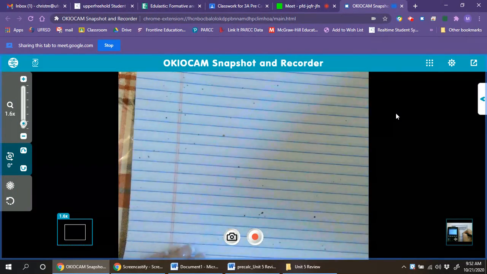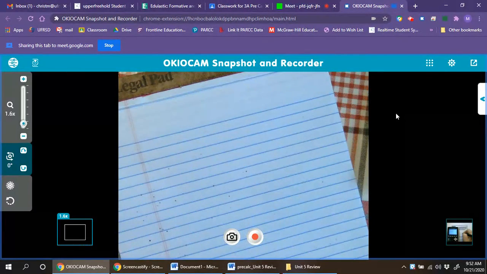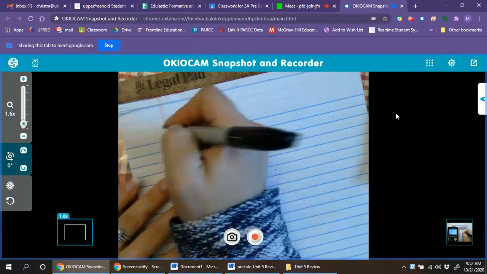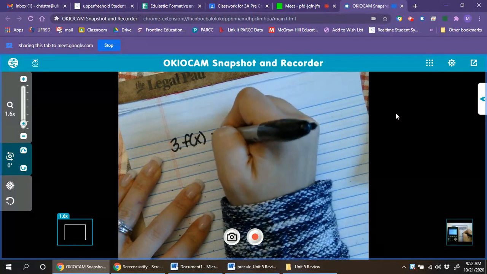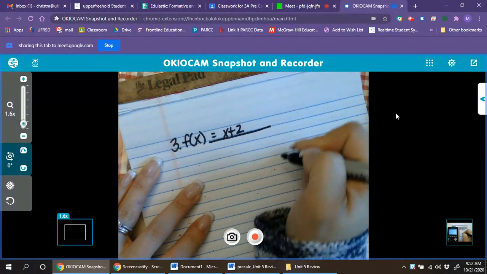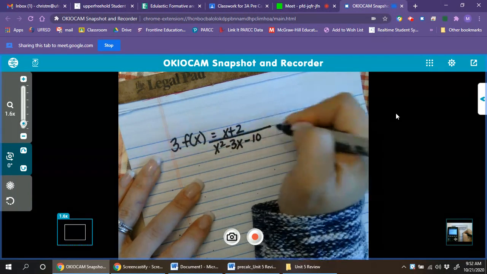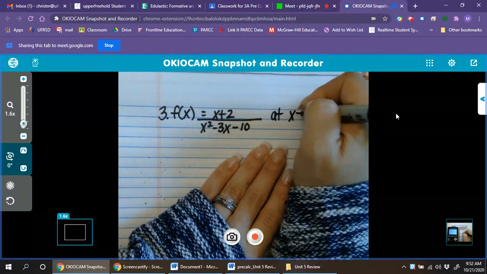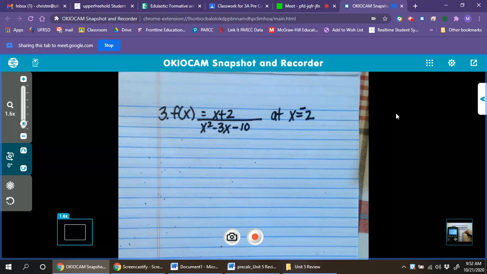Okay. Let's look at another type. So I'm going to change one of the functions that I had here on my actual demo. Okay, so for my third example, my function is going to be x plus 2 over x squared minus 3x minus 10. So this is my function, and I want to know if it's continuous at x equals -2.